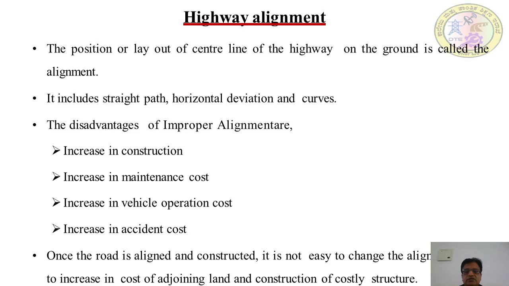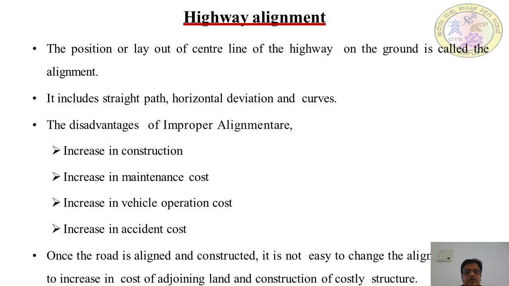So what are all the disadvantages of improper alignment? If you don't align the road properly, then it will increase the construction cost. Not only the construction cost, the maintenance cost of the road will also increase. It increases the vehicle operation cost. The vehicle operation cost means the tire cost, the fuel cost, the wear and tear cost, etc. So obviously, if the alignment is not proper, the vehicle operation cost will be more. The fuel cost will be more, the tire cost will be more, the wear and tear will be more.